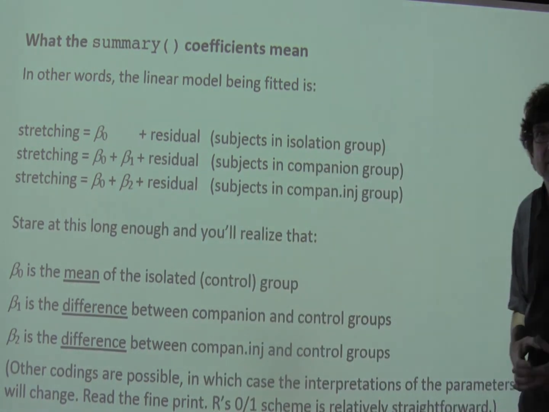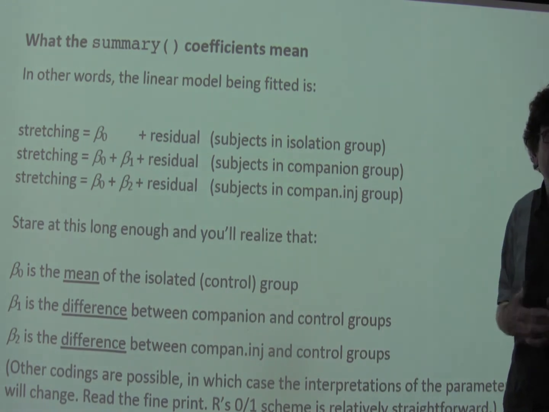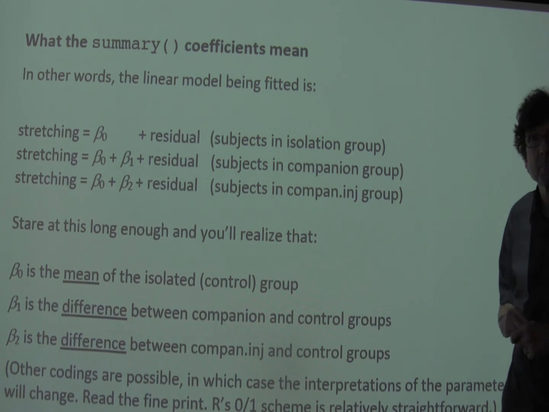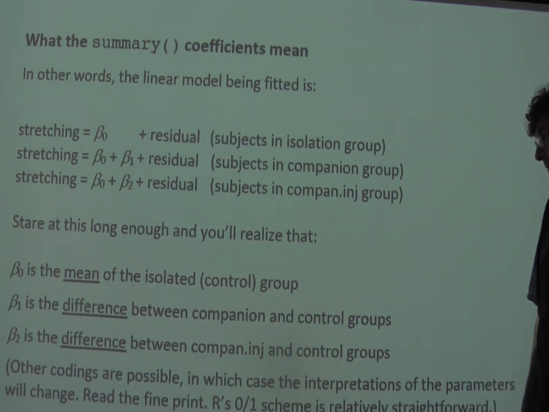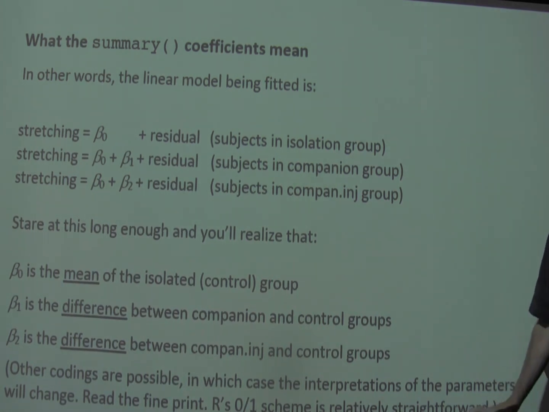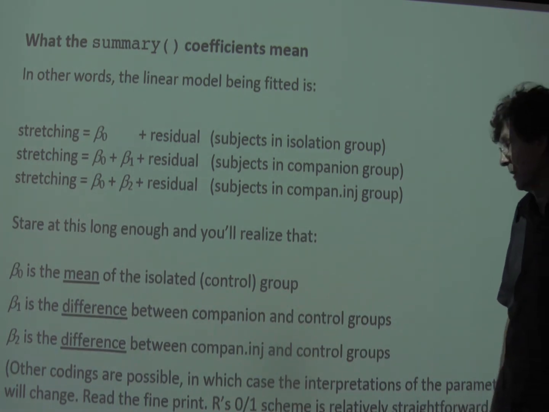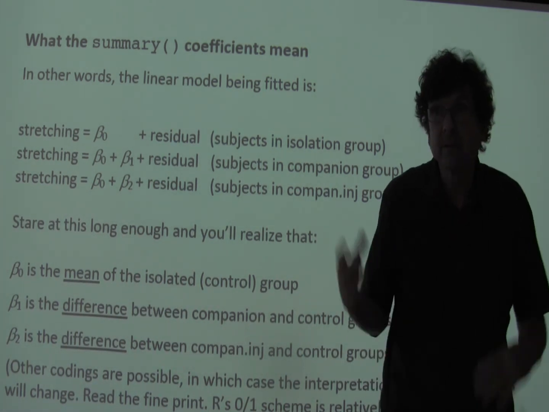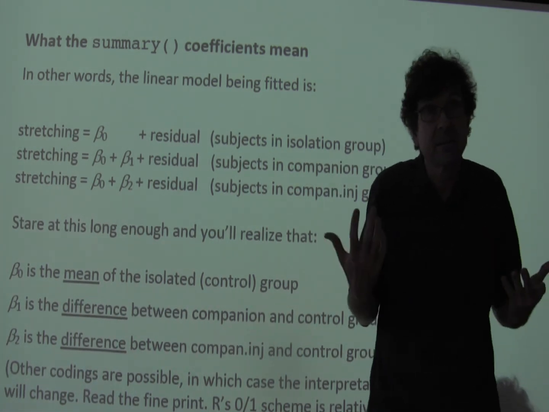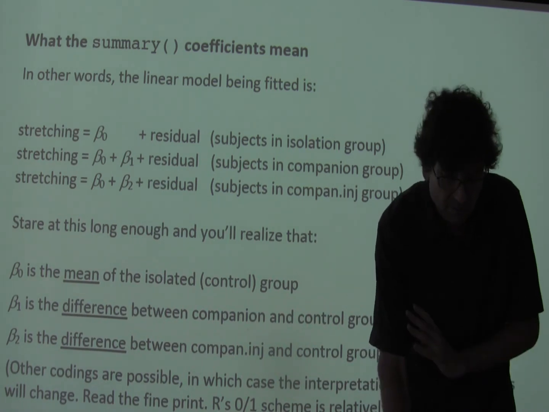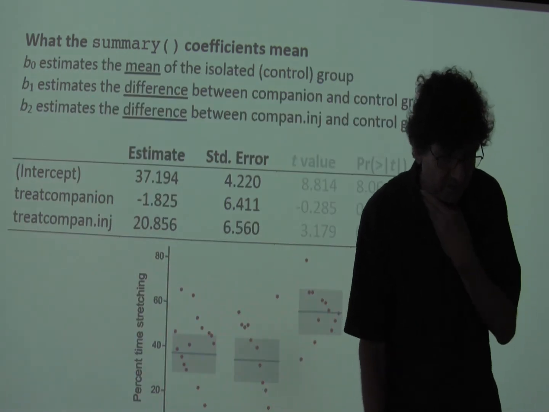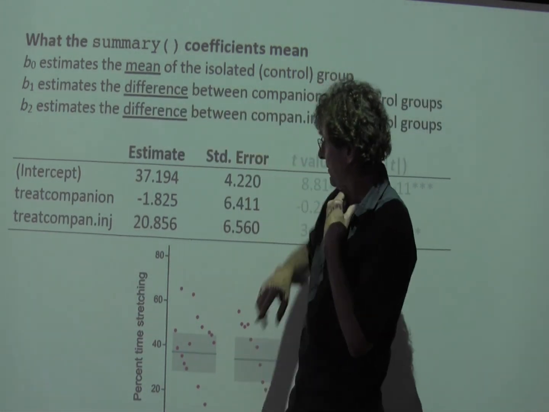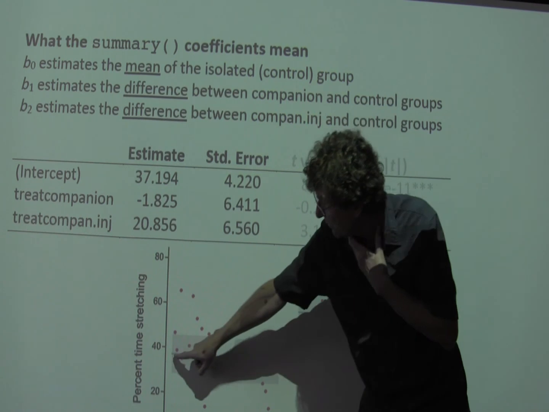So that's how these coefficients are estimated, and that's what they mean when you ask for the summary table. This 0-1 scheme is R's default dummy variable coding. Other programs might use other dummy variable codings. It's kind of arbitrary which one you use, and that will just affect the interpretation of those coefficients. So as I said, beta naught estimates the mean of the first group, 37.194.